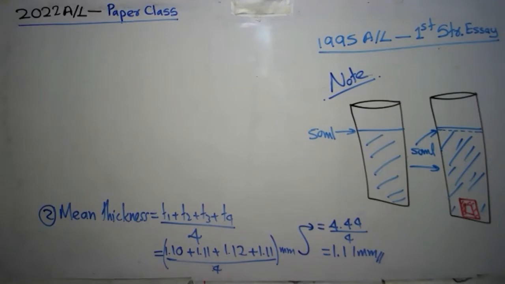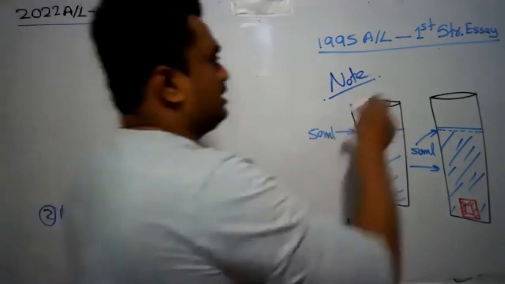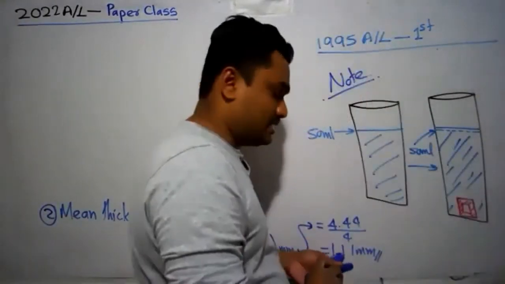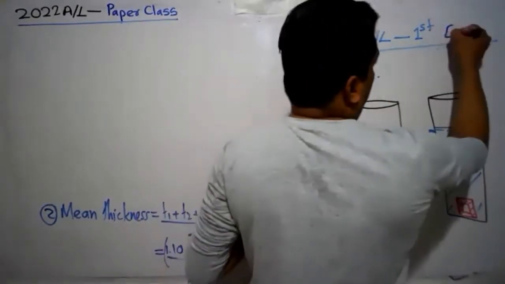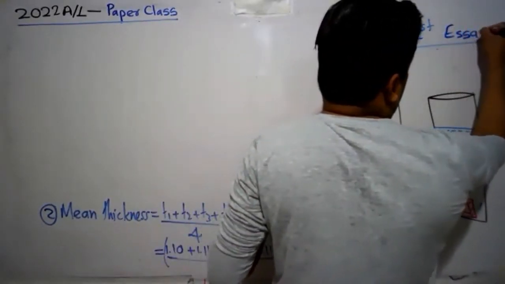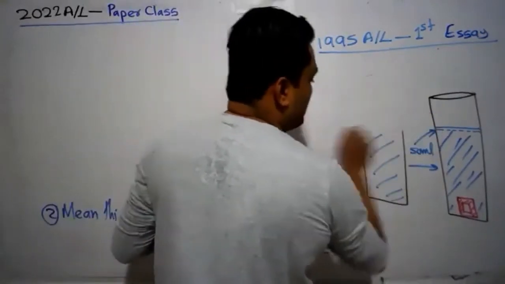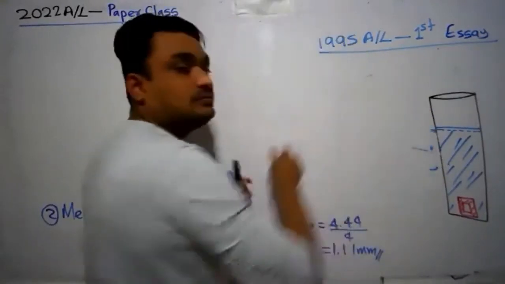A box of mass 100 kilogram is to be raised to a vertical height of 1.4 meter by pushing it up an inclined plane. So this is the 1995 first essay question. Let's try to discuss it. Right, so there is an inclined plane. Read the question.